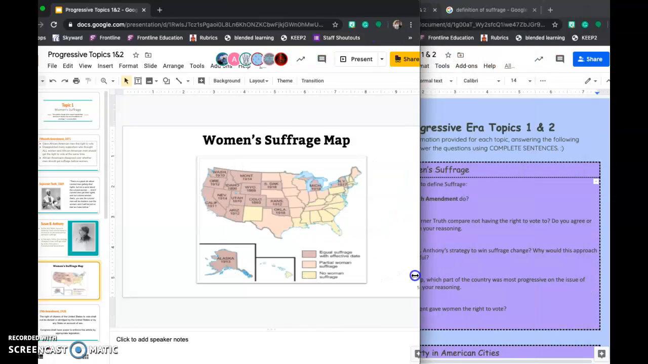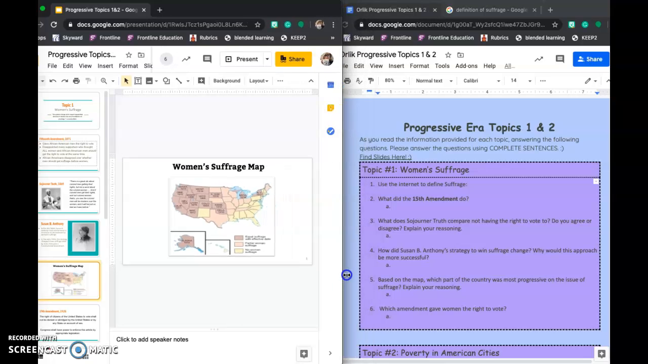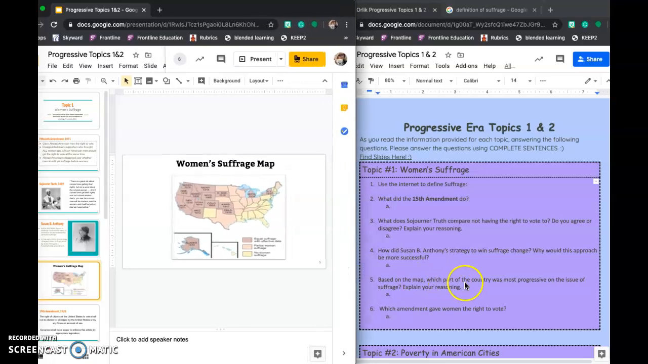So let's shrink this back down and look back at our question. Based on the map, which part of the country was most progressive, meaning they were allowing women to vote? Okay, so we have the north up here, the east here, the south here, and the west here. What do you guys think? Explain why you think that.